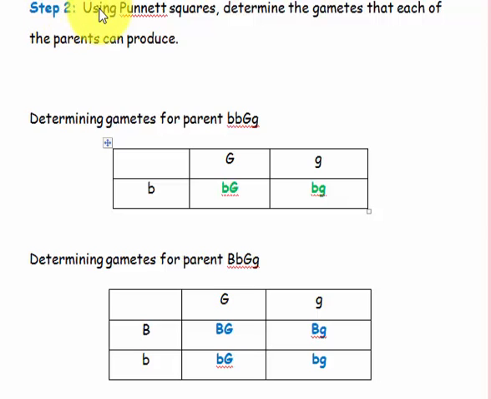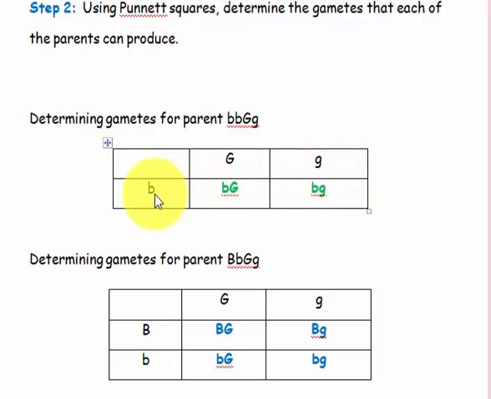Step 2. Using Punnett squares, determine the gametes that each of the parents can produce. First, we need to determine the gametes for this parent. Now, this parent has only one type of allele for eye color, which is lowercase b. So we will place the lowercase b here. However, this parent has 2 different types of alleles for coat color, and the alleles are uppercase G and lowercase g.